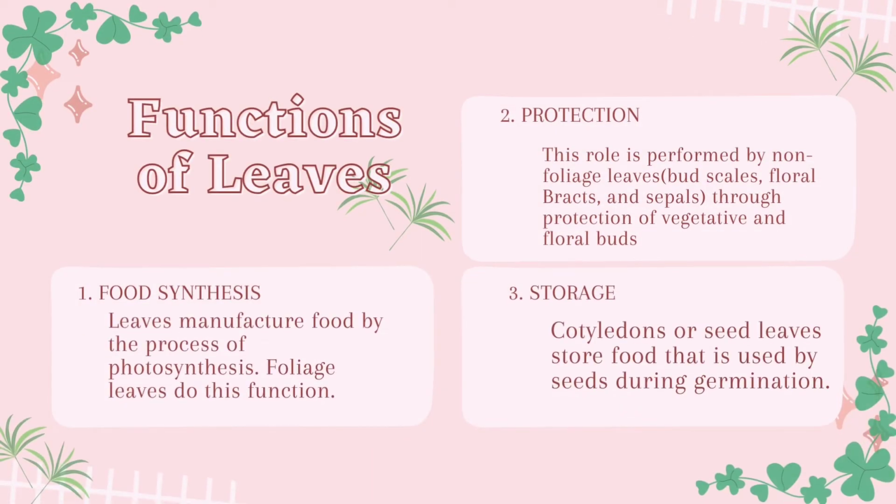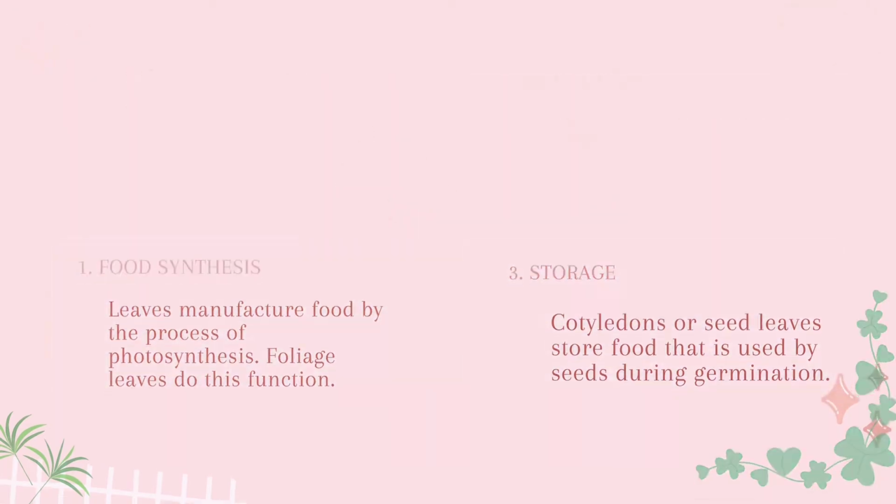Functions of leaves. The first is food synthesis. The leaves manufacture food by the process of photosynthesis, and the foliage leaves are the ones that do this function. Next is protection. This role is performed by non-foliage leaves such as bud scales, floral bracts, and sepals through protection of vegetative and floral buds. And the last is storage. Cotyledons or seed leaves store food that is used by seeds during germination.